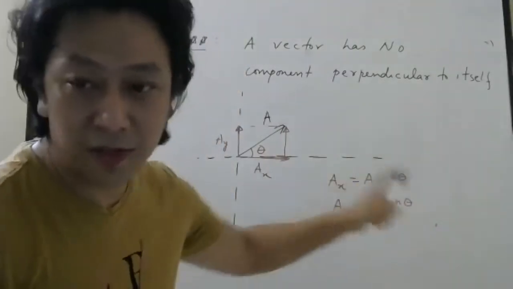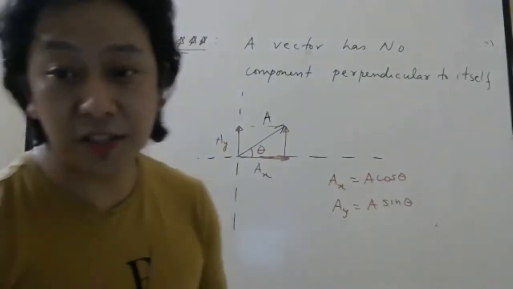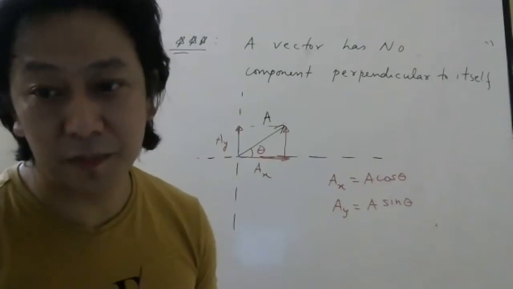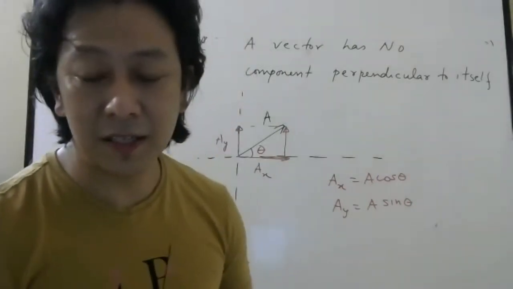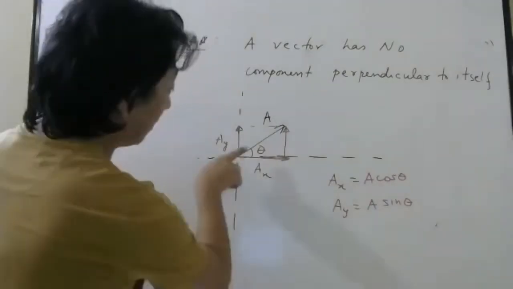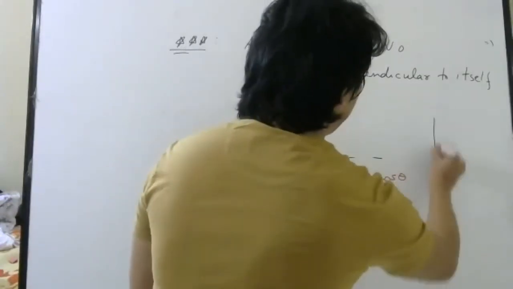This part, you understood how these two formulas are coming? These two formulas are coming from the cos theta and sin theta formulas. Cos theta is adjacent by hypotenuse. Sin theta is opposite by hypotenuse. Okay. So now the question was, if this vector is not at angle theta, but it is here.